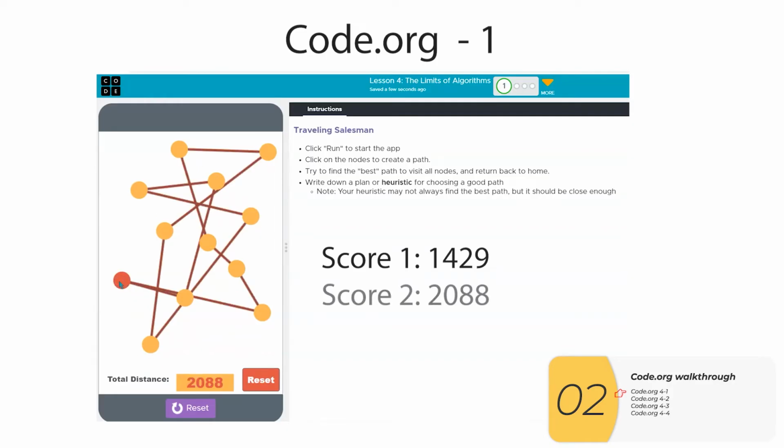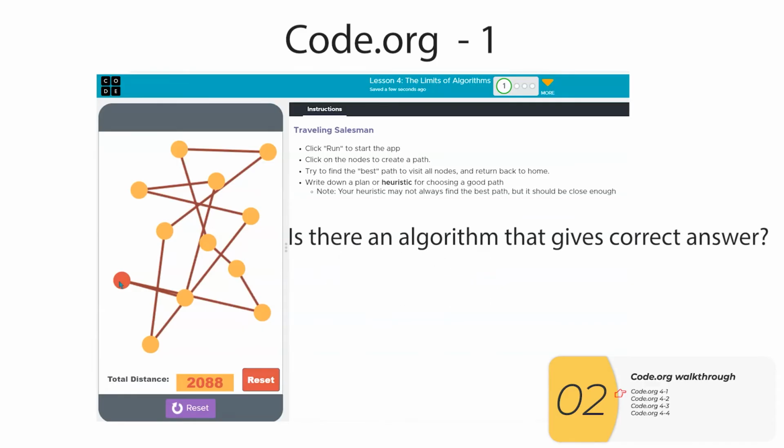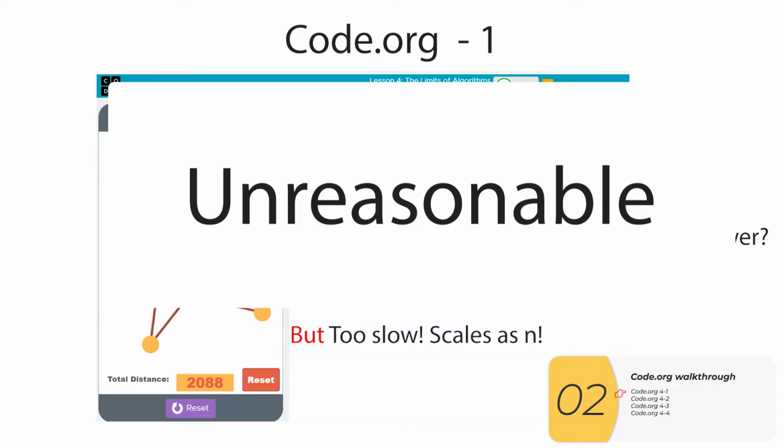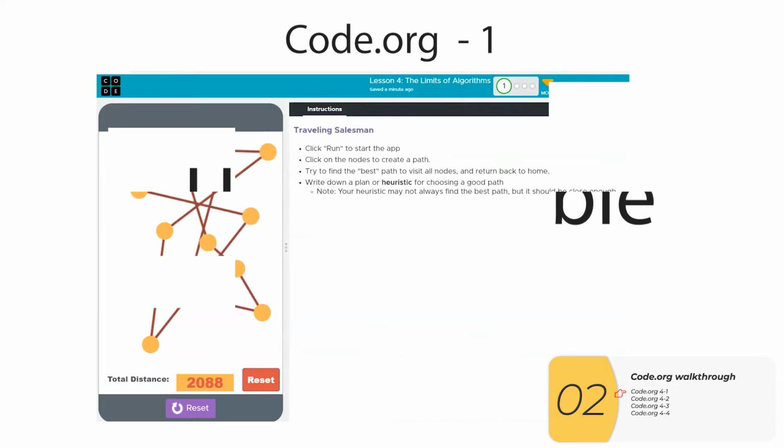And now my score is 2088, which is a lot worse. There is an algorithm which will give me the exact answer, and that is for me to try every single combination of connecting the dots and then going back home. But the problem with this algorithm is that it scales as n factorial. And as we learned before, things that scale as n factorial are unreasonable.